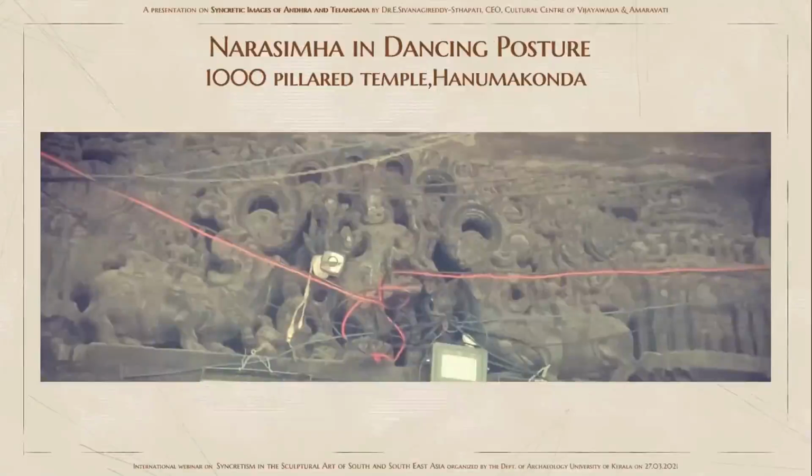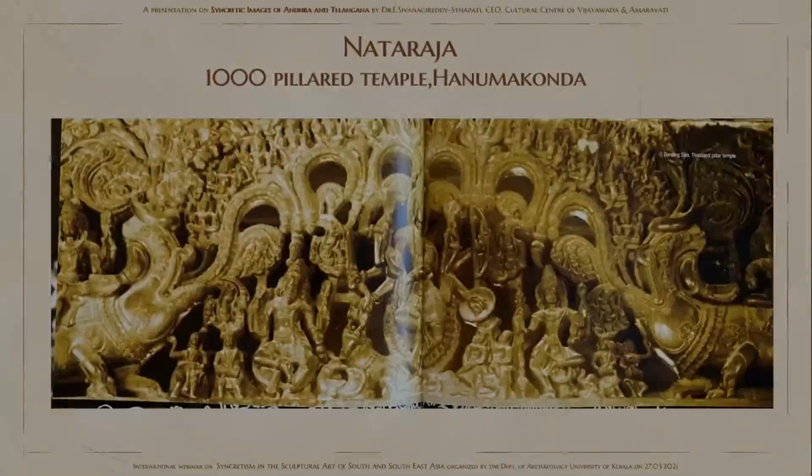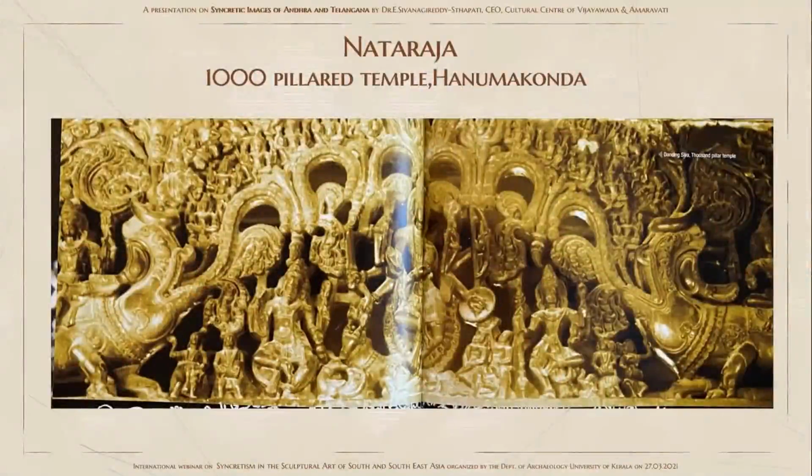The door frame lintel of the Ardha Mandapa is so meticulously carved. Here you can see Narasimha dancing. That is, Vishnu is in a dancing posture. Next one is Brahma dancing in one posture. Actually, Brahma is also in a dancing posture. Next is Nataraja in full-fledged form. He is dancing with almost all the attributes in his hands. On either side, you see Brahma and Vishnu also dancing. So this is a masterpiece as far as Kakatiyan art is concerned.